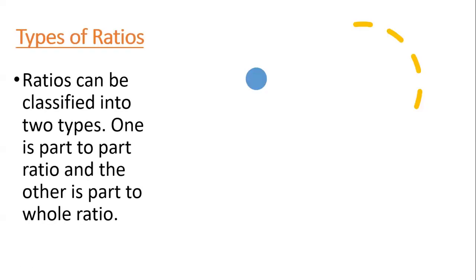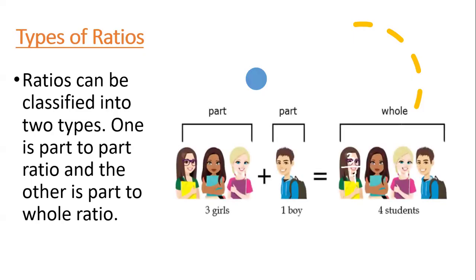Part to part. Part to part is the first type of ratio. So let's talk about it. Let's say, for example, you have two groups of people. You have a class, and the class has 3 girls and 1 boy.